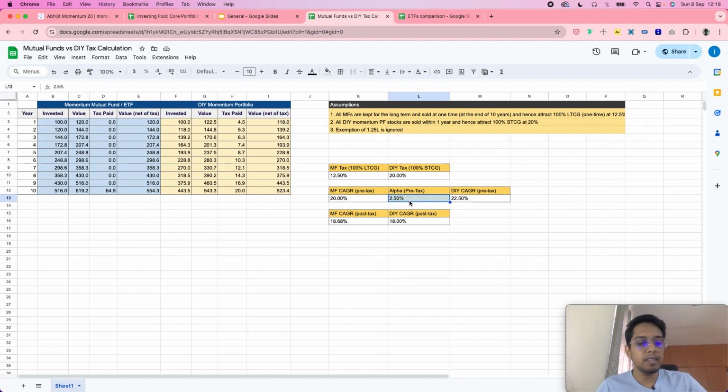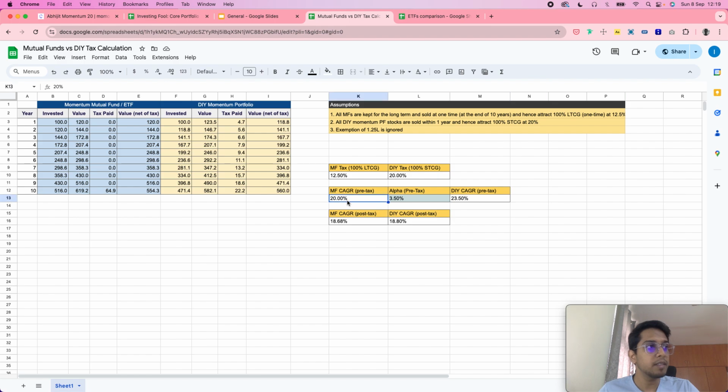Now if you increase this from 2.5% to 3.5%, okay? So now my DIY CAGR becomes 23.5%, and now you can see that the value net of tax at the end of 10 years is actually higher here compared to the mutual fund. So this is actually relative to the mutual fund returns, right? If the mutual fund returns are 20%, then in pre-tax terms you'd have to outperform them by at least 3.5% to get to a similar level of returns.